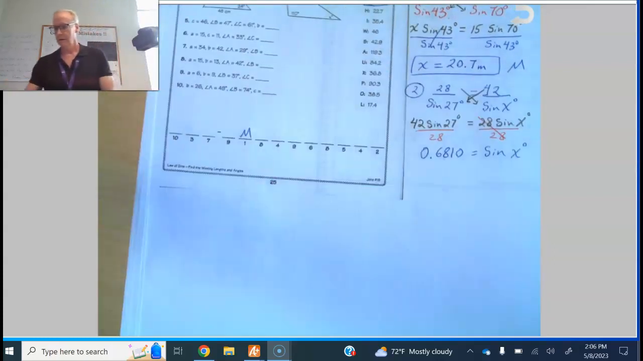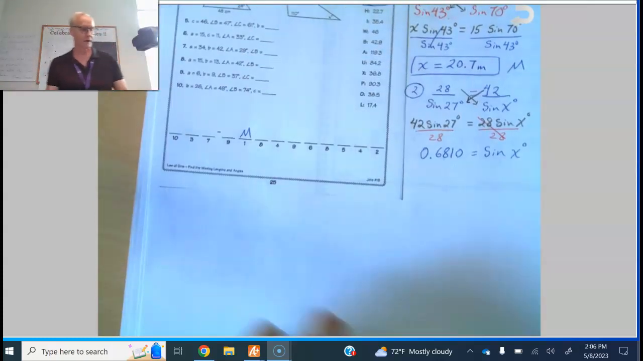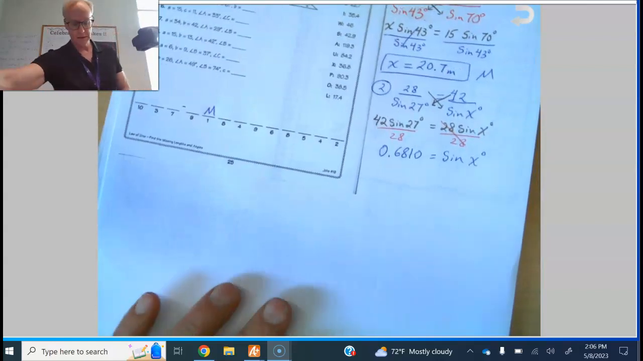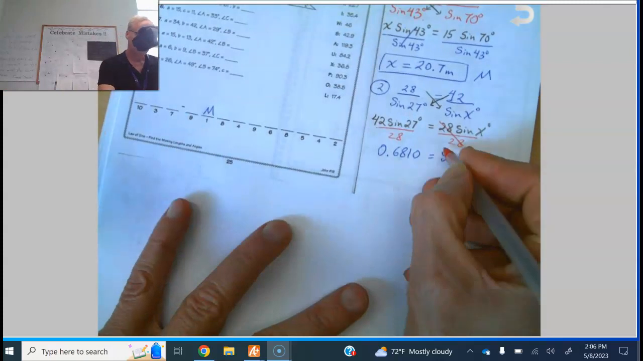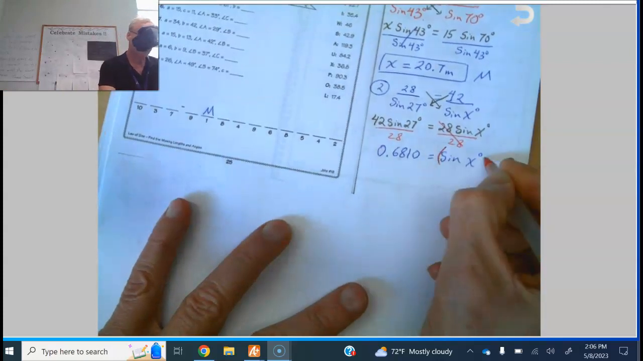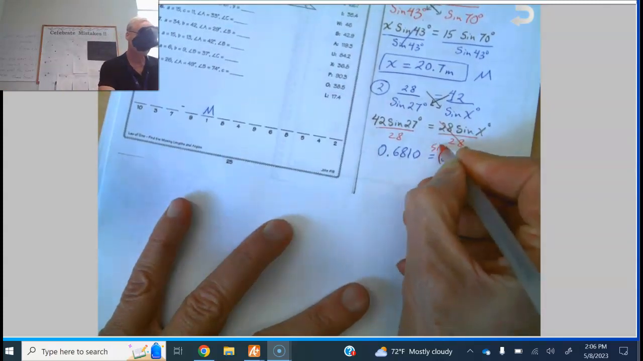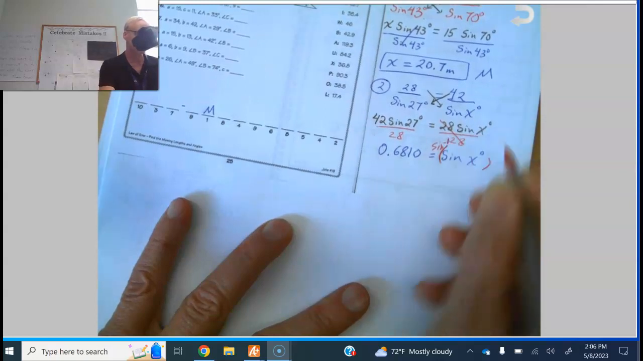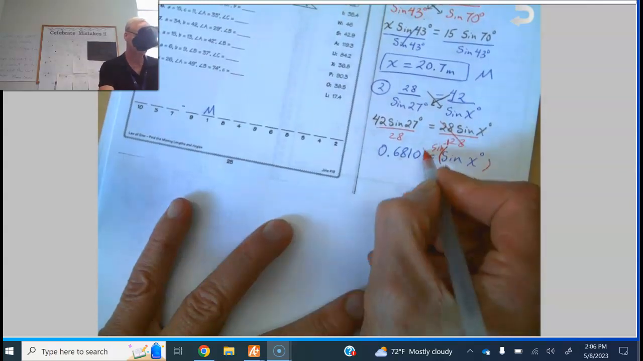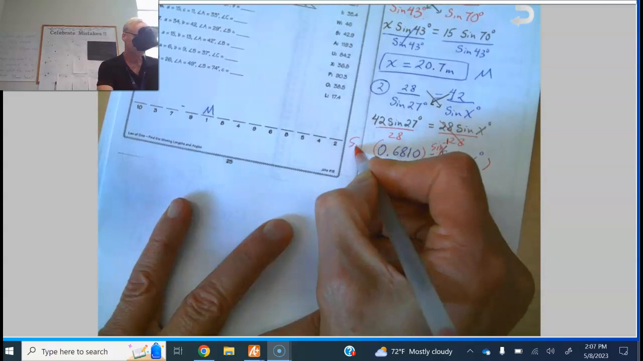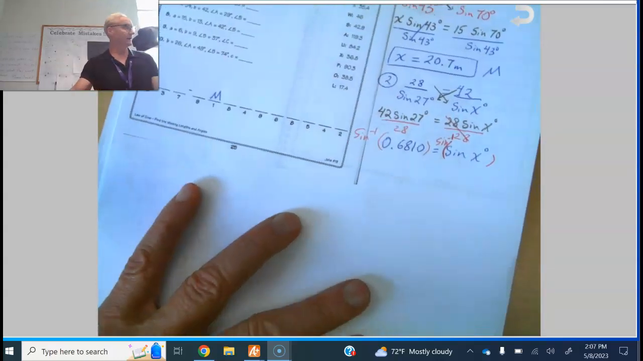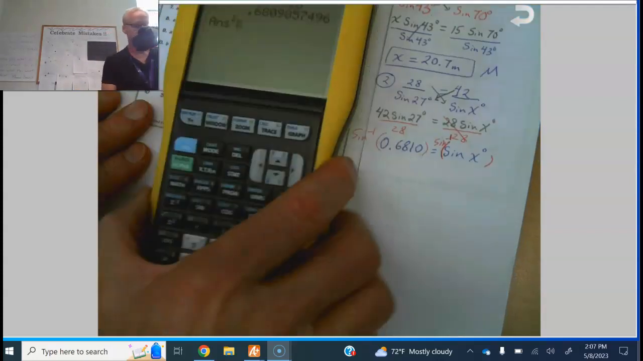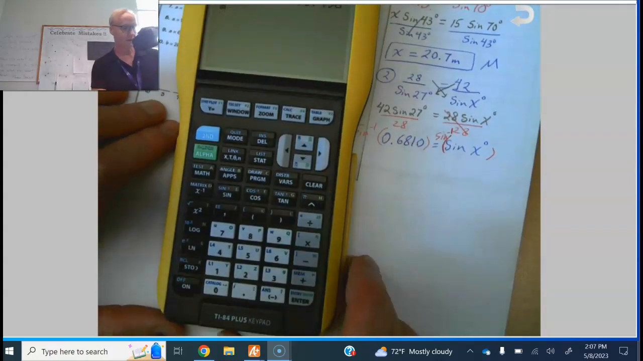I don't recommend doing it that way. If you have a calculator, you definitely want to do it this way. We call this the arc sine. It takes away the sine and it asks for the angle that has this decimal. So we call it inverse sine or arc sine, and we just put it in the calculator and it'll find it for us. But you got to know what you're looking for.